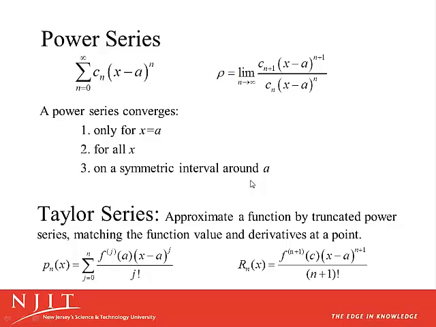Taylor series are used to approximate a function by a truncated power series, matching the function value and the derivatives at a point. So, for example, the fifth Taylor polynomial, p sub 5, would match the function value as well as the first 5 derivatives of the function at the point x equal a.